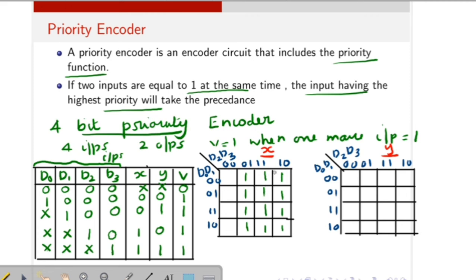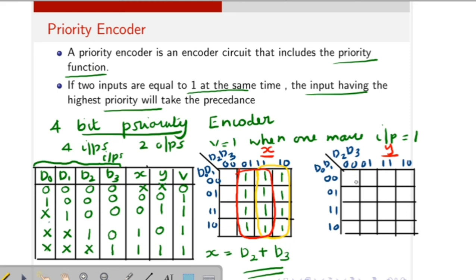Next we can group them. So here we can form 2 octets, first octet, then second octet. Right? So next we can write the equation. X is equal to, for the yellow octet, that is the first octet, D0 and D1 cancelled. Then also D3 cancelled. We get D2. Then for the second octet, that is the red one, D0, D1 again cancelled. Then here D2 cancelled, D3. So X is equal to D2 plus D3.